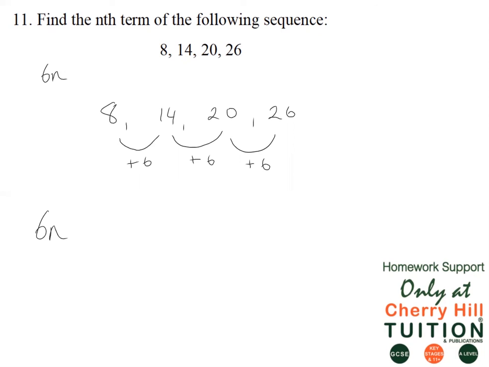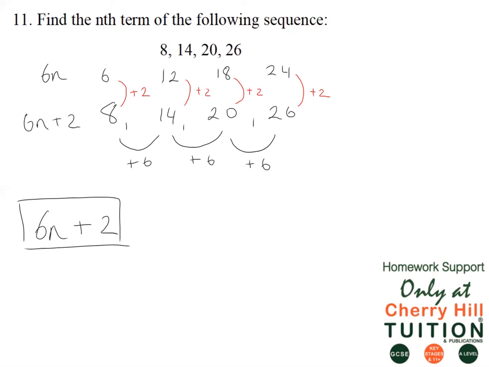So the next step is to write down the 6 times tables above our sequence. So 6 multiplied by 1 is 6, 6 multiplied by 2 is 12, 6 multiplied by 3 is 18, and 6 multiplied by 4 is 24. As you can see, 6n does not match our sequence. So the next step is to work out how we get from 6n to our sequence. As you can see, we need to add 2 to each term. This leaves us with 6n plus 2 as our nth term.